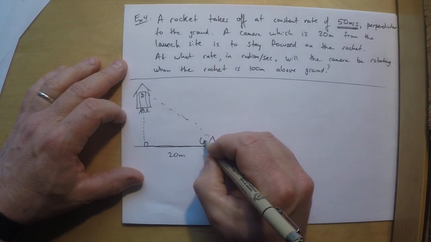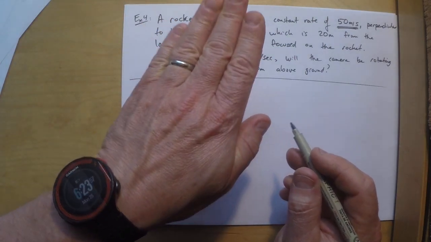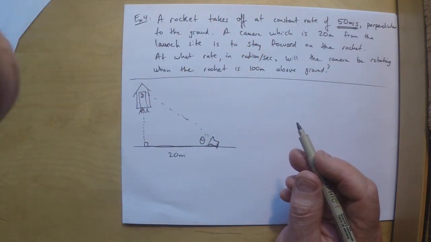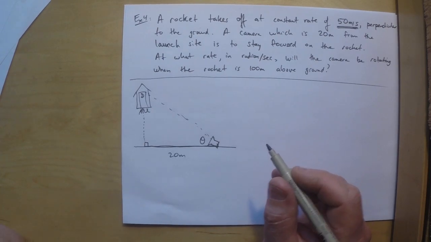And then the angle is changing. Because if you think about that, in the beginning, you're going to be changing the angle quite a bit. But then as the rocket gets higher and higher and higher, you won't have to move the camera as much because it's higher and higher up.